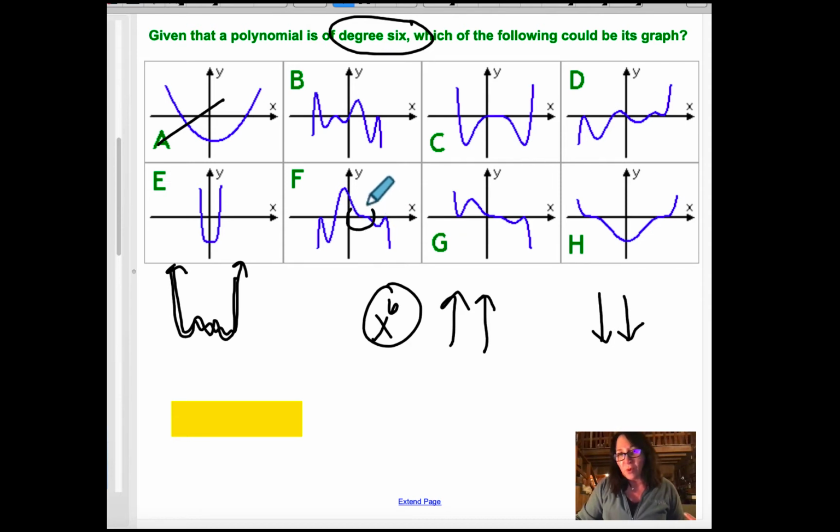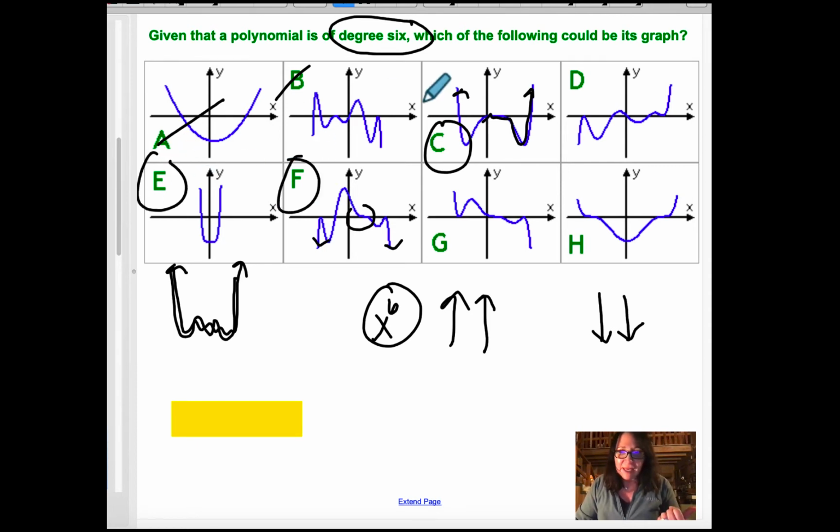That could be more than 1 right here, 6. So that's upside down. So it could be F. 1, 2, 3, 4, 5, 6, 7, 8. B is out. It has too many turns because you can only have 5 turns. Let's see. 1, 2, something could be happening here. And then that could work. So C, F, E, this is out, because its right arm behavior is up and then down.